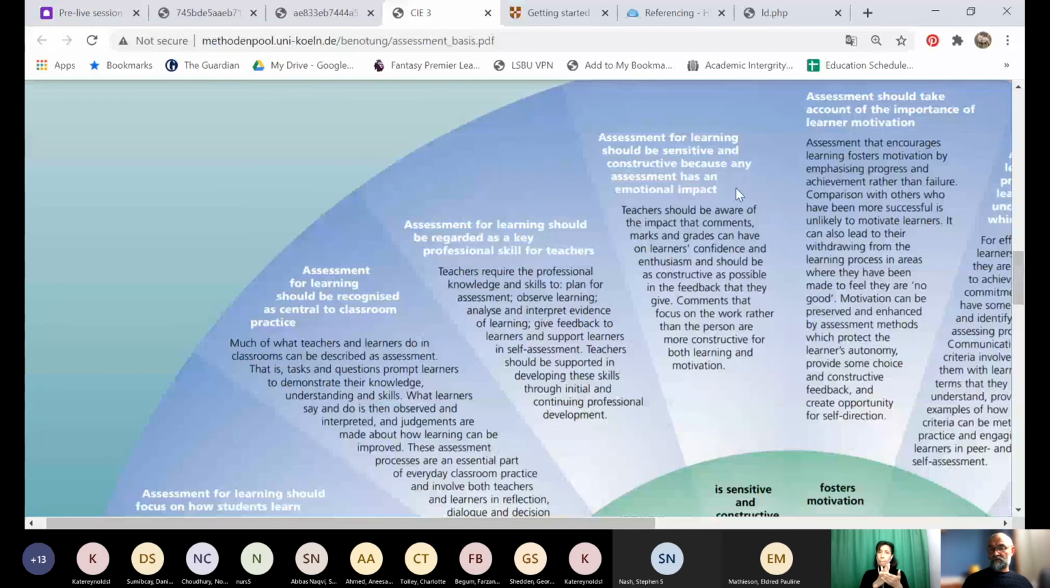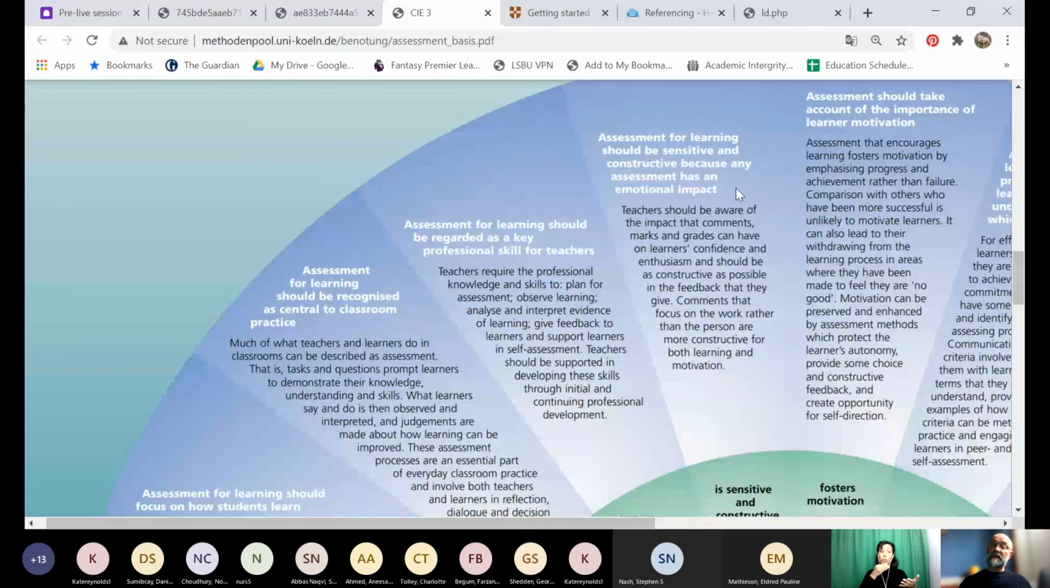So look at the language they use. How do they give the information, what the pupil is doing to the pupil? How do they inform them? Are they constructive or are they insensitive and destructive, if you like, the opposite of that? So is the language that the teacher is using sensitive and constructive?